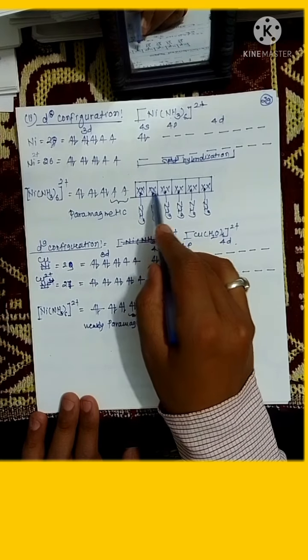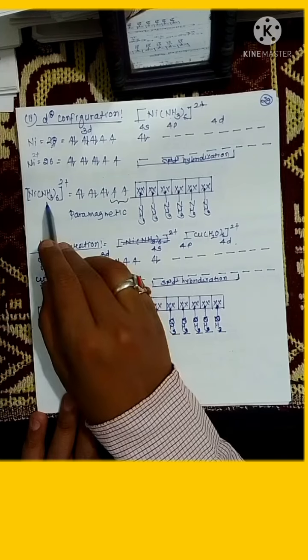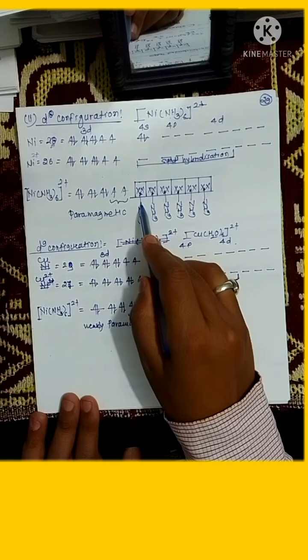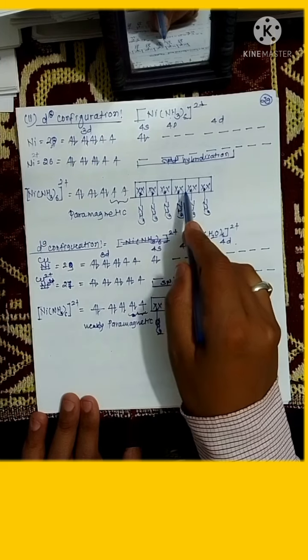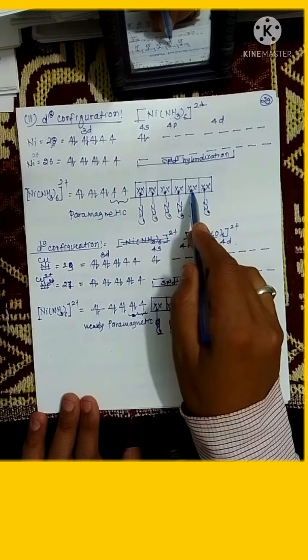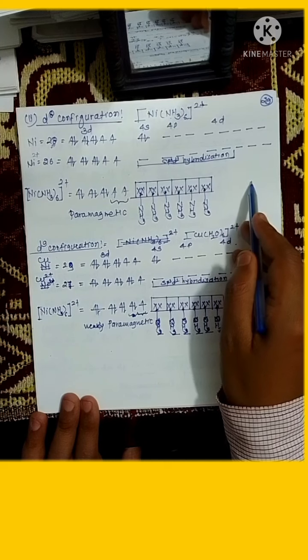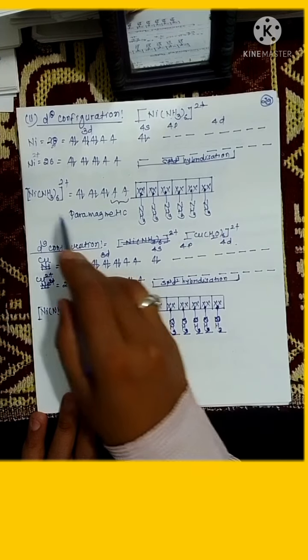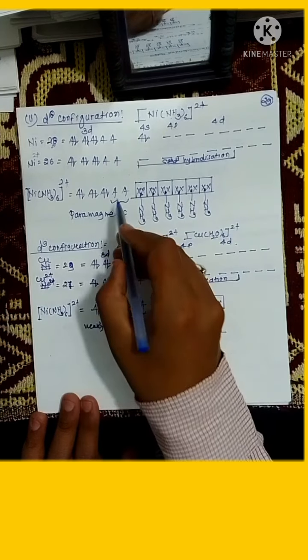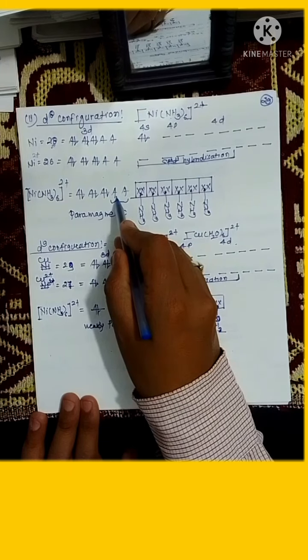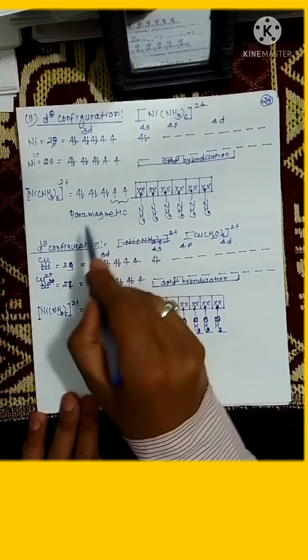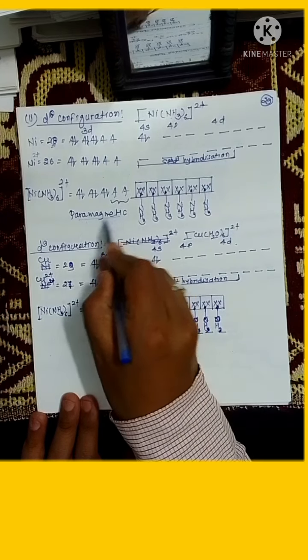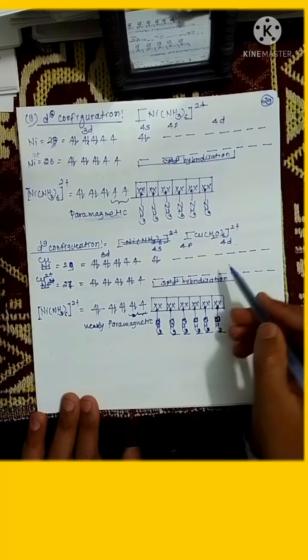And in every hybrid orbital, the ammonia ligand donates 1 electron pair. So 6 ammonia ligands, 6 hybrid orbitals. It simply means 6 coordinate bonds. In this electronic configuration we see that unpaired electrons are present in the 3d orbital. That's why this complex is also paramagnetic.